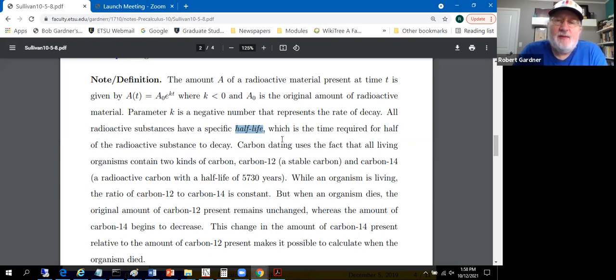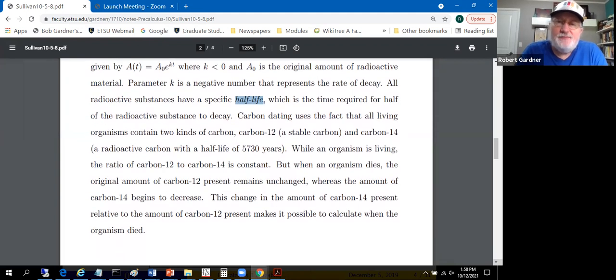But since we have decay, the population, as it were, the amount of radioactive material, is decreasing instead of increasing. So it halves over a certain amount of time instead of doubling like the population growth model did. Carbon dating uses the fact that all living organisms contain two kinds of carbon: carbon-12, nice, stable carbon, and carbon-14, a radioactive carbon with a half-life of 5,730 years.